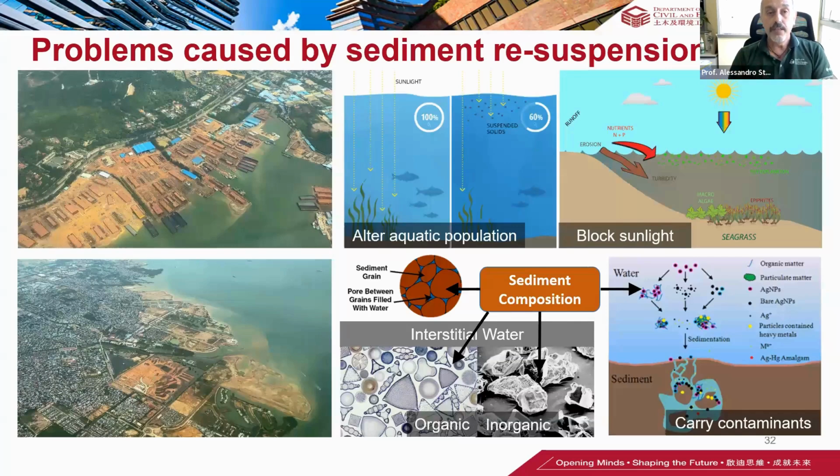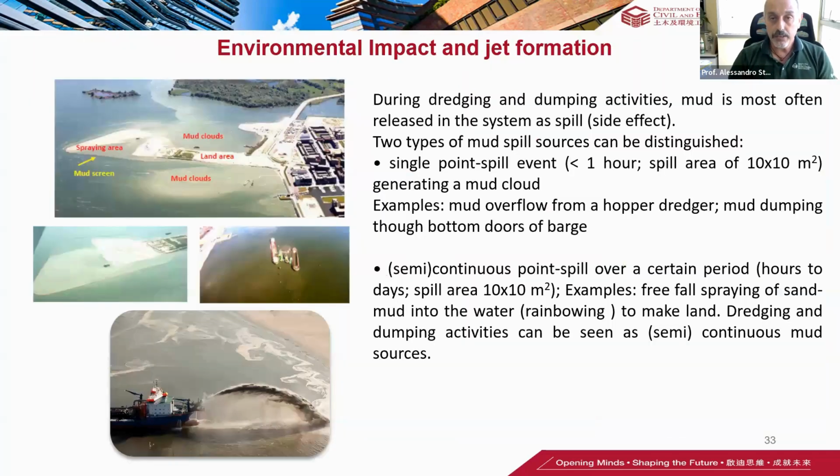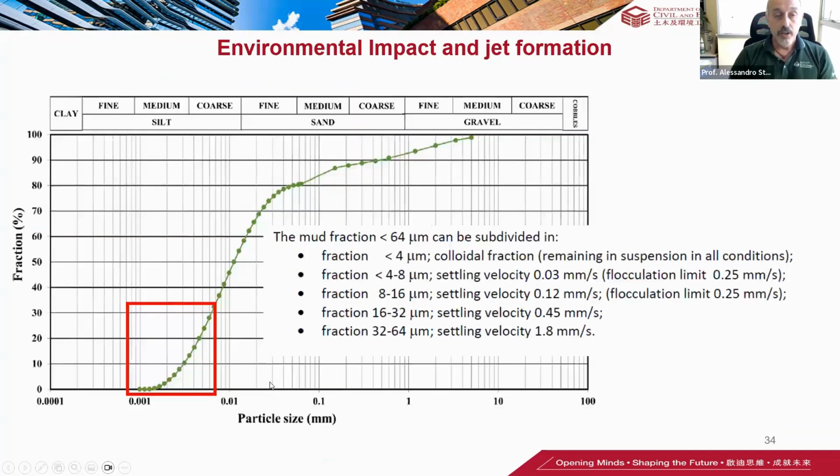The environmental impact is usually associated with the sediment jet formation. And the sediment jet can be a single point spill, for example a simple mud overflow, as you can see here, where you have a generation of mud clouds, or even semi-continuous, like, for example, when you have a free fall spraying of sand or mud into the water, like in this picture here.